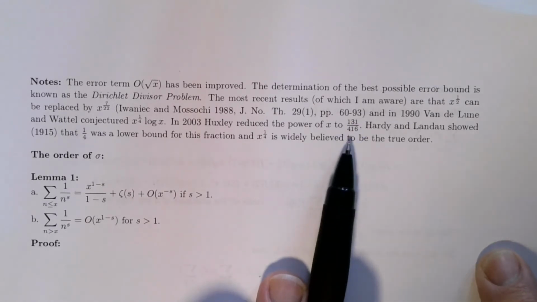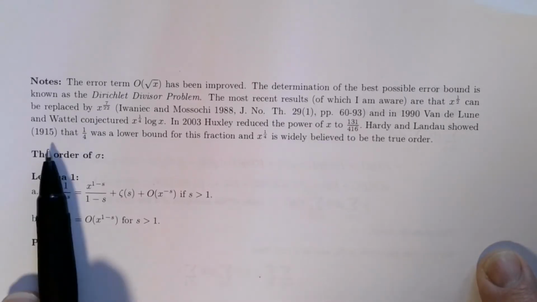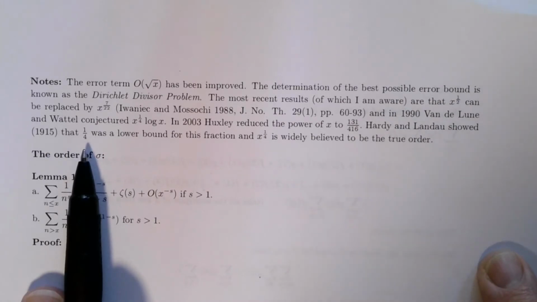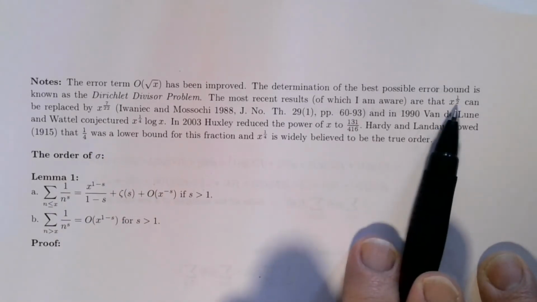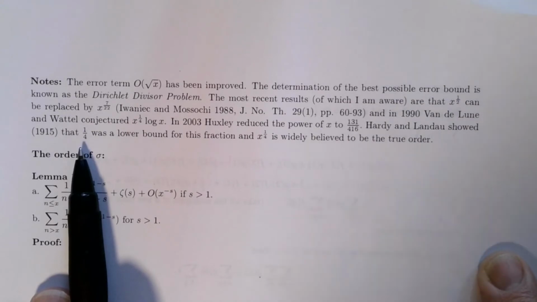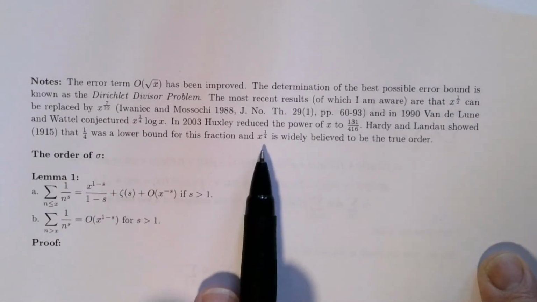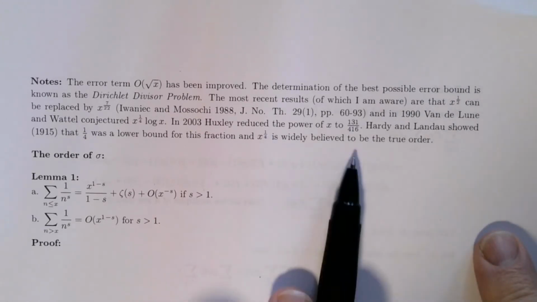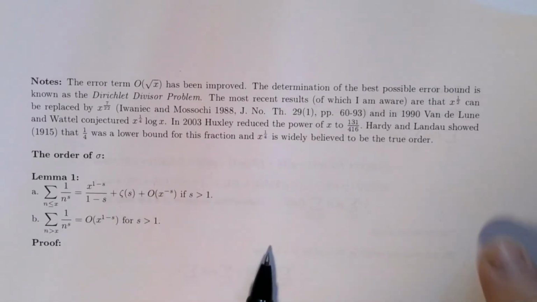Hardy and Landau showed right back in 1915 that 1/4 was a lower bound for this fraction. So it's hoped that you could replace the x to the half by x to the quarter, and it's widely believed that that's the true order, but no proof of this has ever been found. It remains an open problem. And as I said, the most recent result is this one, back in 2003.